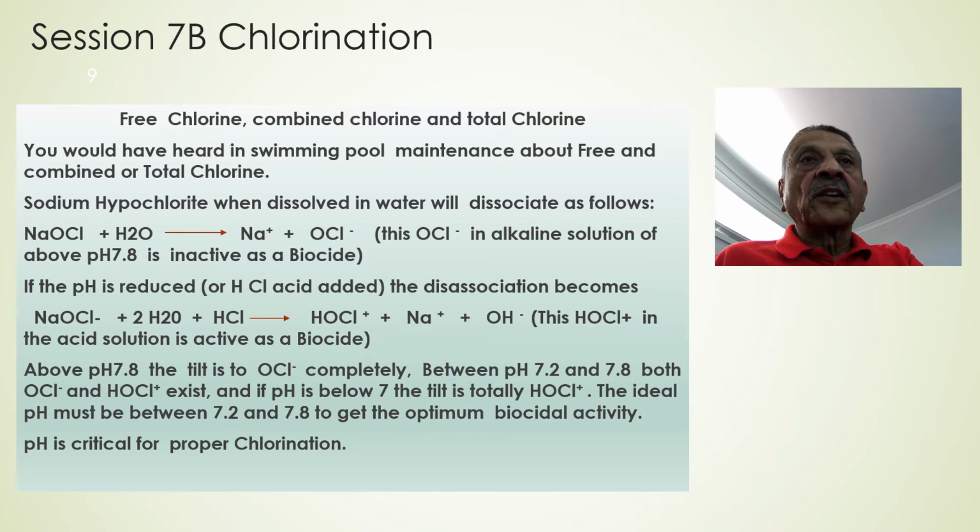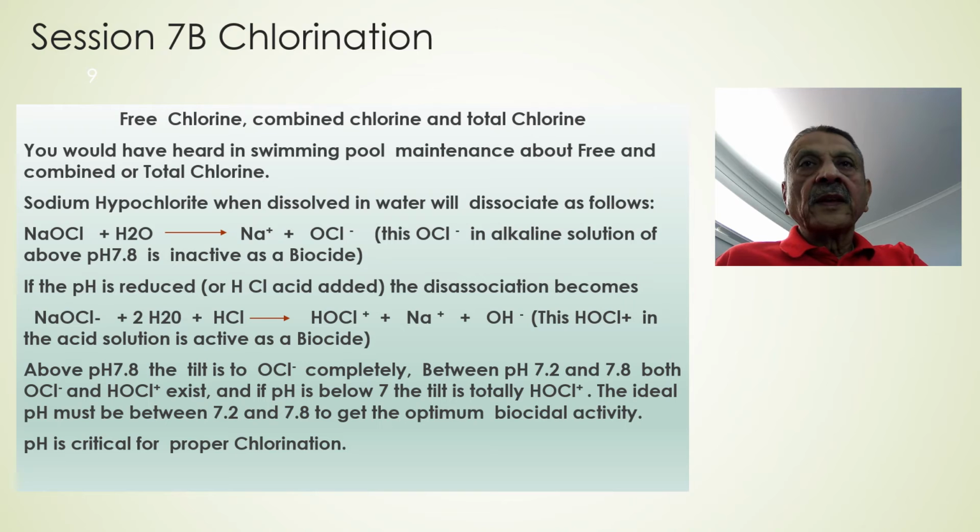Unfortunately, we cannot swim in water which is very acidic because it will start irritating our skin. And therefore, we can only swim in slightly alkaline water, and ideally the pH of the pool must be between 7.2 and 7.8. You will notice that since HOCl is the most active form of chlorine rather than OCl, OCl will not kill bacteria, HOCl will kill bacteria. Therefore, we need more HOCl than OCl. Therefore, we have to come to an optimum pH to get as much HOCl as possible, and that is a pH between 7.2 and 7.8.